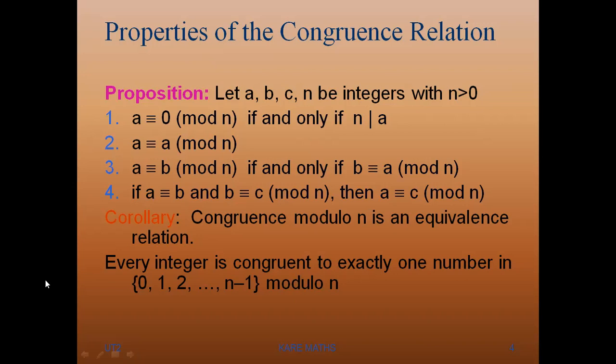Okay, next. Every integer is congruent to exactly one number in 0, 1, 2, 3 up to n minus 1 modulo n. So we should be very, very careful in this concept.